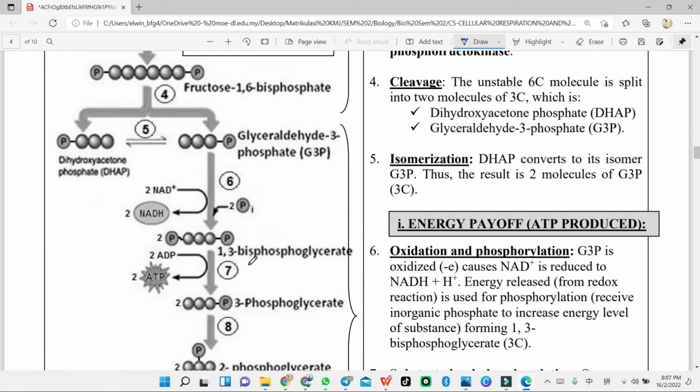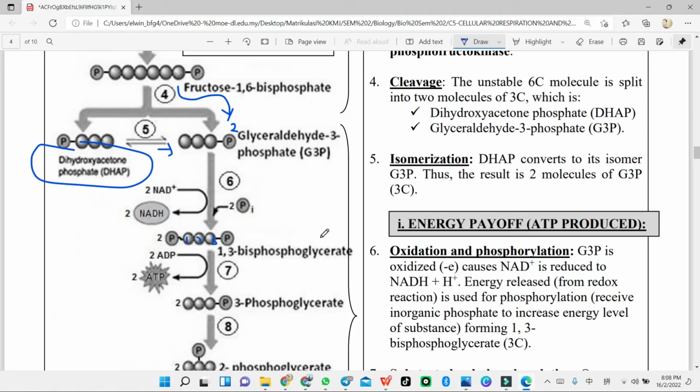Okay, so the next process is called oxidation and phosphorylation. We look at them one by one. The first one is phosphorylation, so we also use ATP to add a phosphate on each of these 2 glyceraldehyde 3-phosphates. Each of these has 1 phosphate group, and through this phosphorylation, each G3P adds a phosphate group from the ATP, so it becomes 1,3-bisphosphoglycerate. So it is number 1, number 2, number 3.